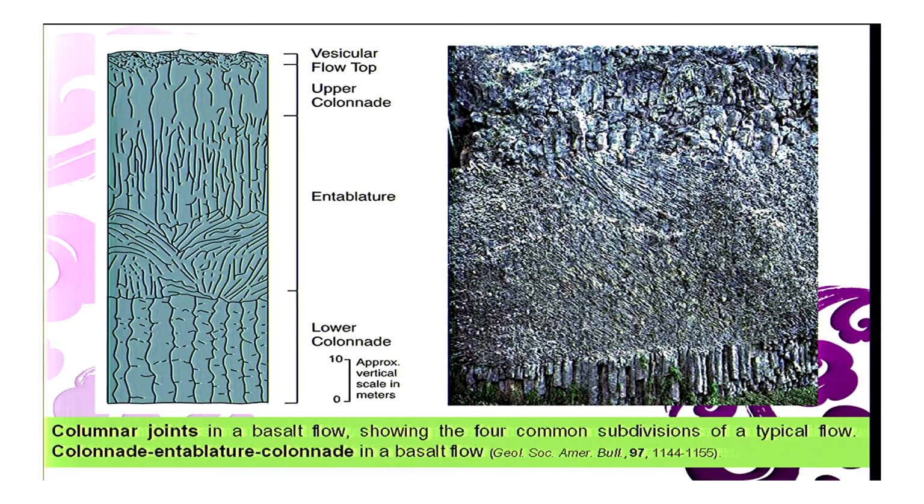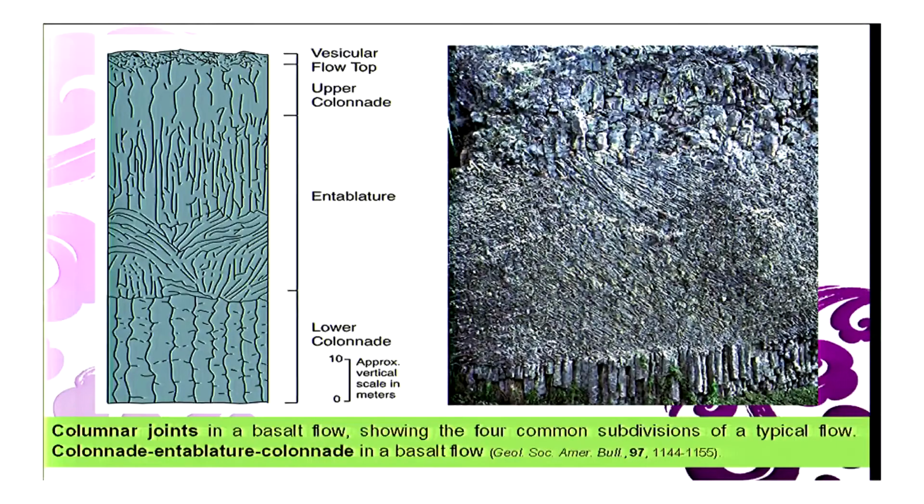Colonnade is a technical term where you have straight fractures. These fractures are there, but at a lower level these fractures are not straight, or they sometimes club together and form another zone called the entablature zone. This is also a technical term, and the lower part of this flow is called the lower colonnade structure, where again you have fractures, but these fractures are not exactly vertical, they are inclined in a particular direction. So, this zone is called the lower colonnade.